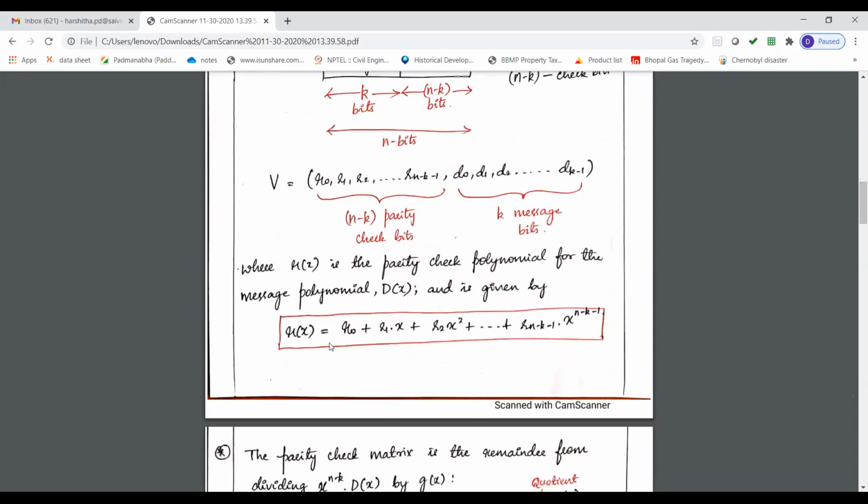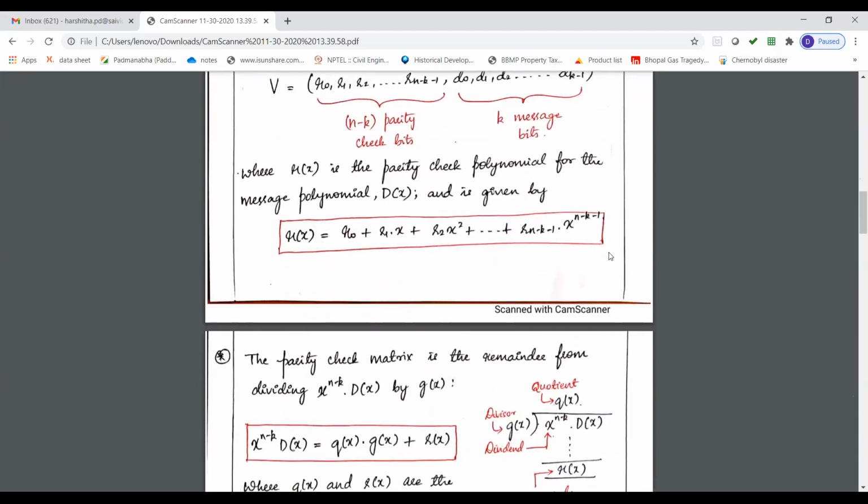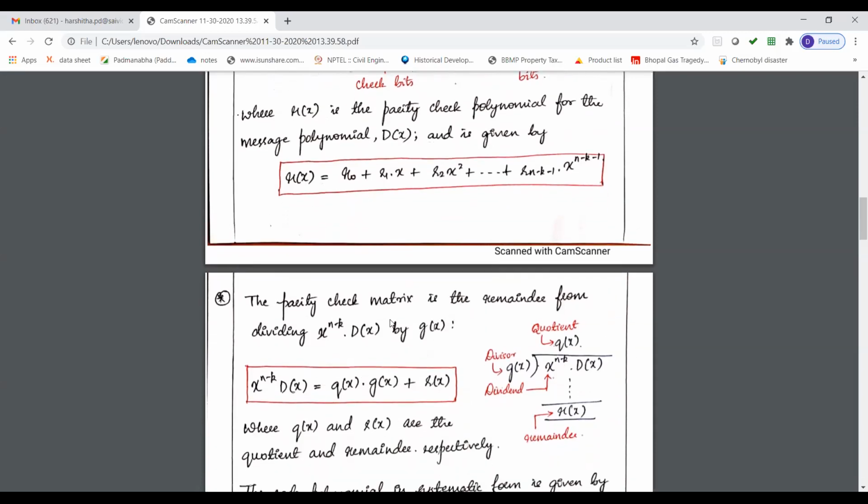So this remainder polynomial, that is parity check polynomial, r of x is written as r0 plus r1 into x plus r2 into x square and so on till r(n minus k minus 1) into x to the power of n minus k minus 1. So how did we get this remainder? I'll explain now. The parity check polynomial is the remainder obtained by dividing x to the power of n minus k into d of x by g of x. This g of x is nothing but the generator polynomial.